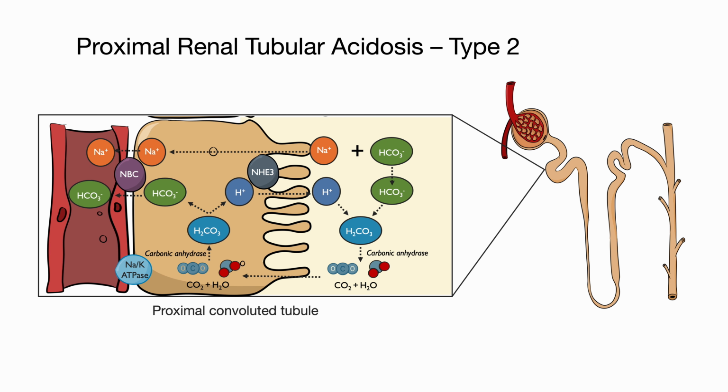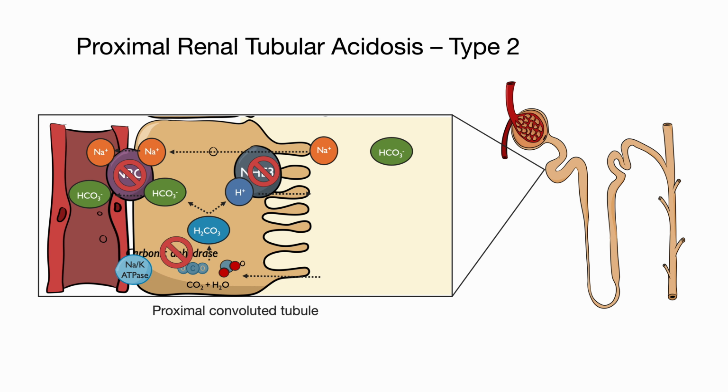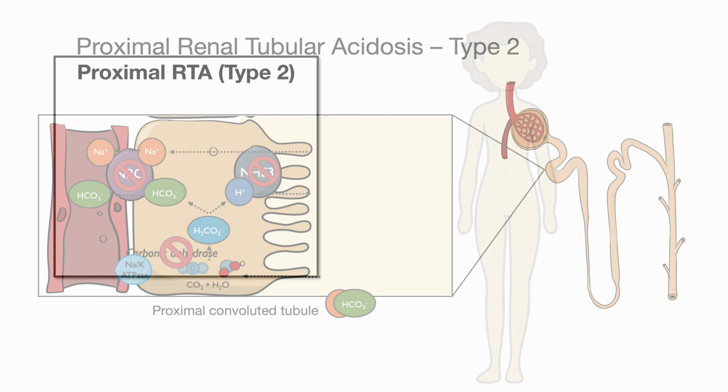The defect can involve any step of bicarbonate reabsorption. These include the following: that of carbonic anhydrase, or the apical sodium-hydrogen exchange, or the basolateral sodium bicarbonate cotransporter. The end result is increased bicarbonate and sodium in the tubule instead of being reabsorbed into the circulation. In fact, this results in a bicarbonaturia with losses of sodium, bicarbonate, and water in the urine.